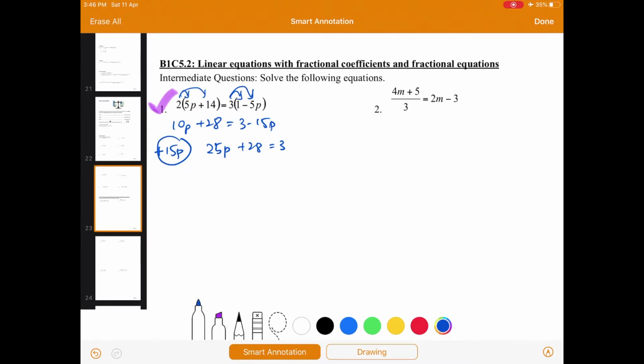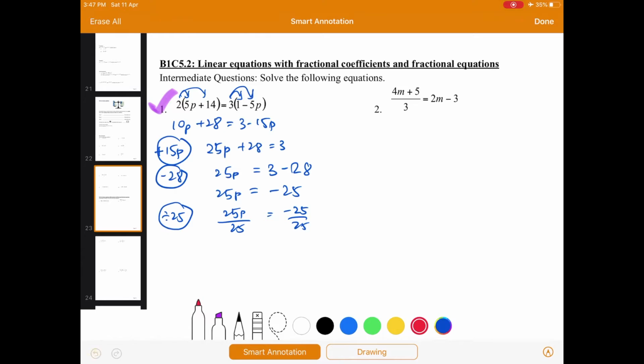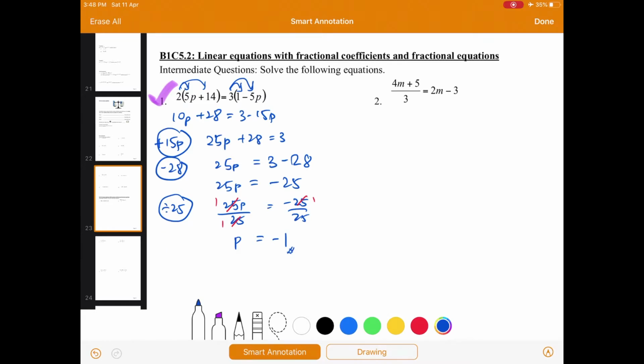The next step, we can subtract 28 on both sides. So the left-hand side, you're left with 25p. And on the right-hand side, you subtract 28, and you will have negative 25. So the value of 1p, you need to divide by 25 on both sides. So upon dividing, you are left with 1p is equivalent to negative 1. Do note that there are many ways of solving an equation, so this is only one of the methods.